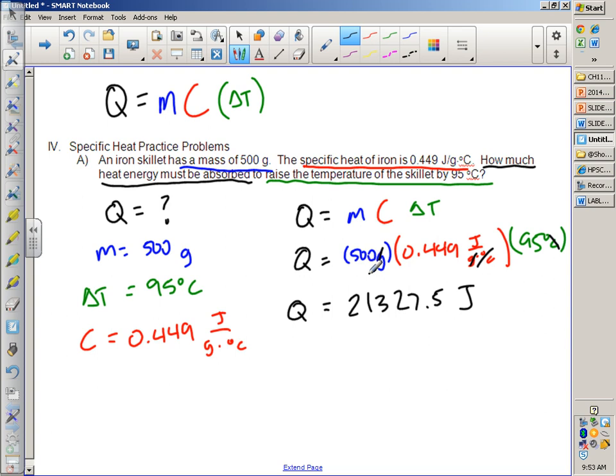I don't understand the certain and uncertain stuff. Say again? Because the 0 at the beginning doesn't count, right? It's just showing you that it's a small number.